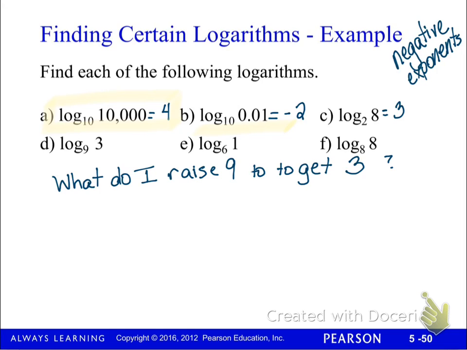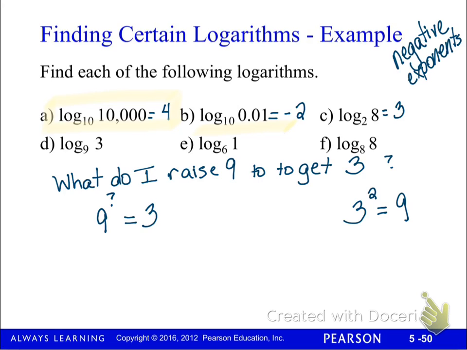Now, many people will want us to say 2 because 3 squared is 9. But that is not what this question is asking us. This question is saying 9 raised to what power gives me 3? That is what this question is asking. It's not asking, what do I raise 3 to in order to get 9? It's saying, what do I raise 9 to?